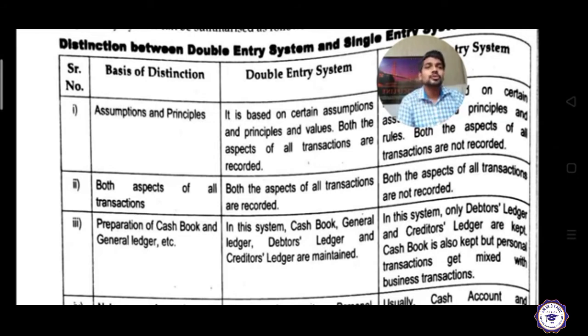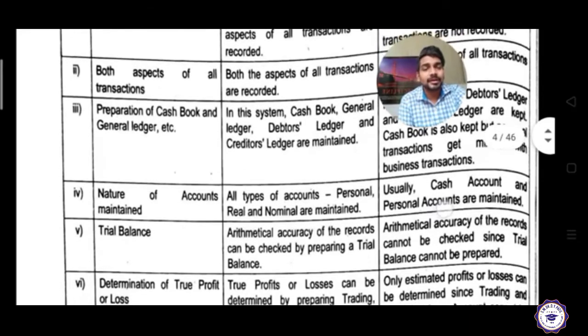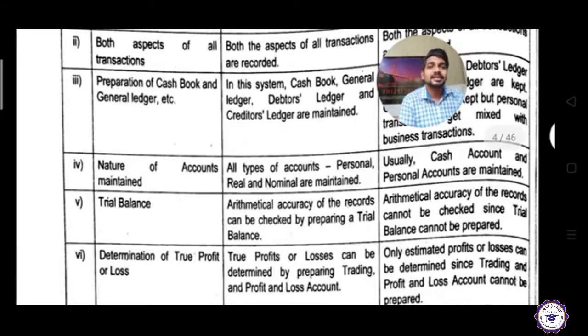Cash book is also kept, but personal transactions get mixed with the business transactions. And in double entry system, all the types of accounts, personal, real and nominal, are maintained. Usually under single entry system, cash account and personal accounts are maintained. So students, arithmetical accuracy of the records can be checked by preparing a trial balance under double entry system, and in single entry system, arithmetic accuracy of the records cannot be checked since trial balance cannot be prepared.